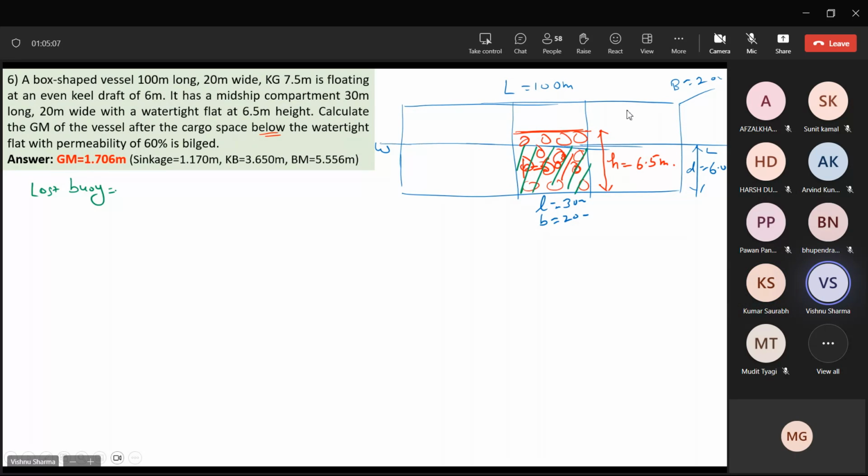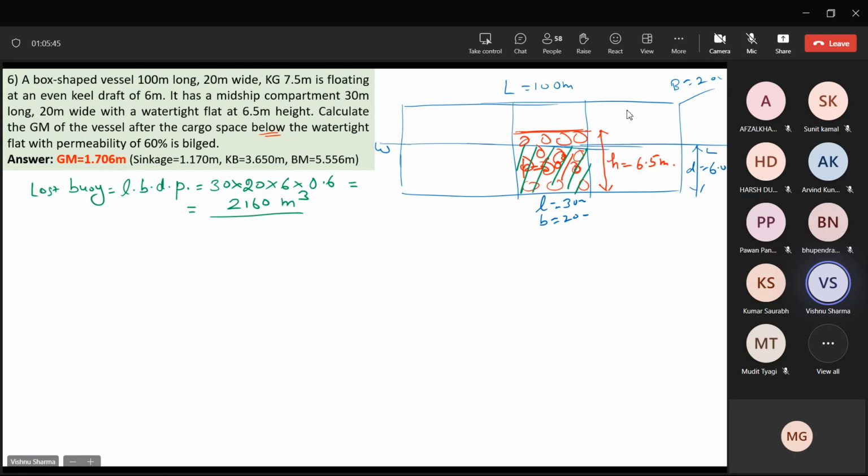Which in this case is LBD into permeability, which will be 30 into 20 into 6 into permeability, which is also 0.6. So how many cubic meters is the volume that we have? 2160. 2160 cubic meters is the buoyancy lost. Guys, anybody who does not agree with the buoyancy lost, let me know. You should not have problem with these basic issues.